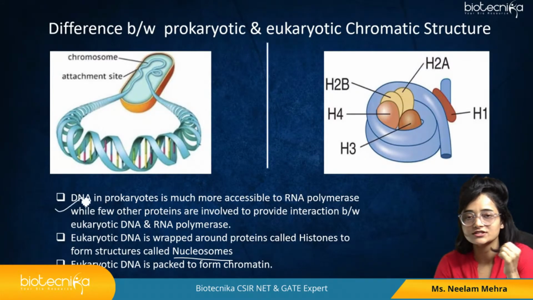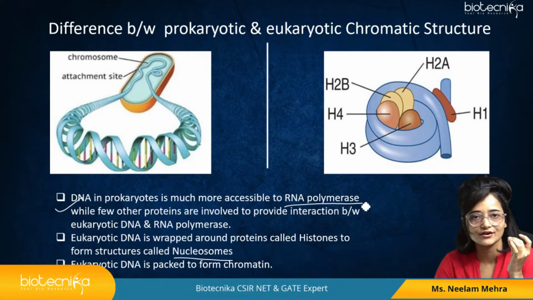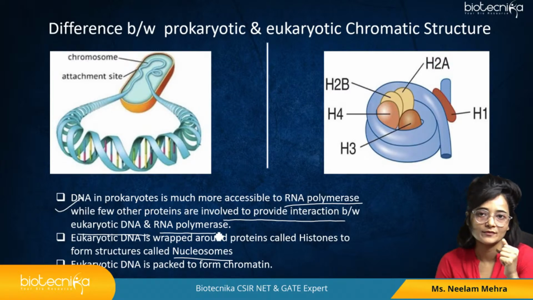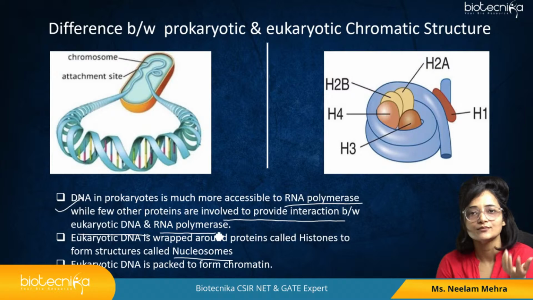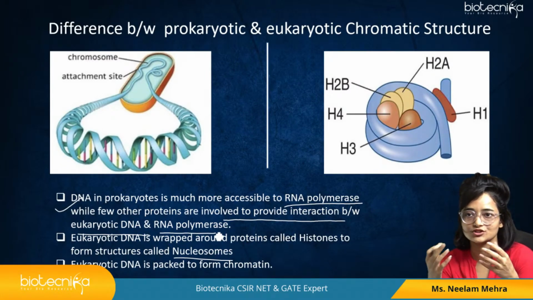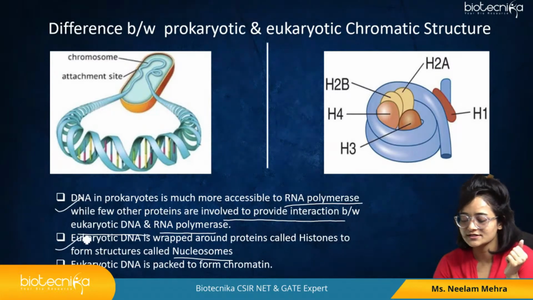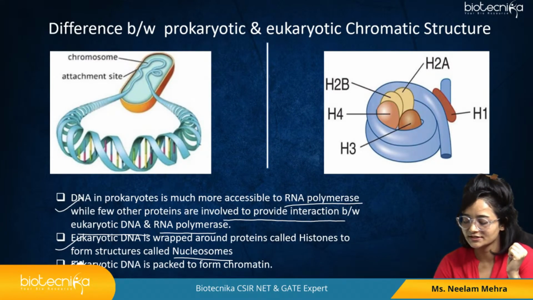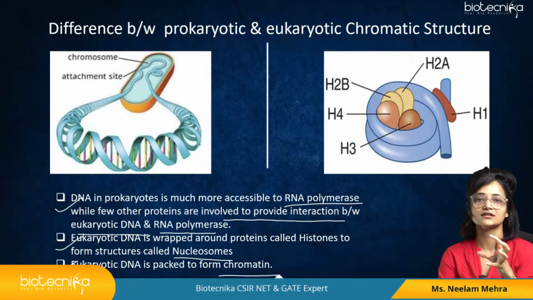So here comes the first major difference: the DNA in prokaryotes is much more accessible to the RNA polymerase, right? While in eukaryotes, certain other proteins are required to provide the interaction between the DNA and RNA polymerase, so that the DNA becomes accessible for the RNA polymerase and transcription can take place, right? In eukaryotes, the DNA is wrapped around proteins called histones to form structures called the nucleosome, right? And the DNA is packed to form the chromatin structure. So it is present in a packed form.